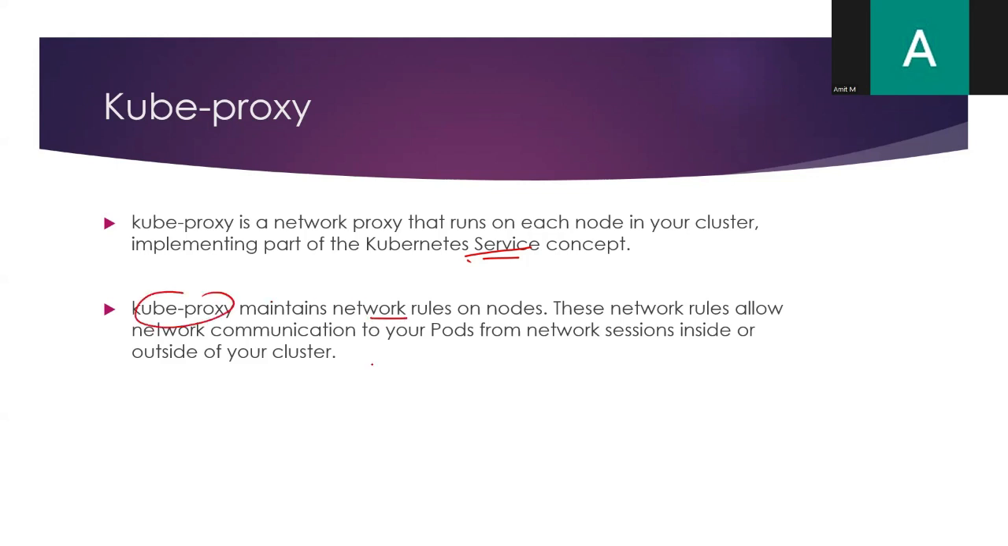So it maintains the network rules. With IP tables, we do filtering, forwarding, and mangling, meaning packet alterations. We do all of this under IP tables, and the same implementation we are going to do using kube-proxy. The network rules allow network communication to your pods from network sessions inside and outside of your cluster. So kube-proxy is a very important component for sending traffic from a container to the outside world and receiving traffic from the outside world to your containerized application.